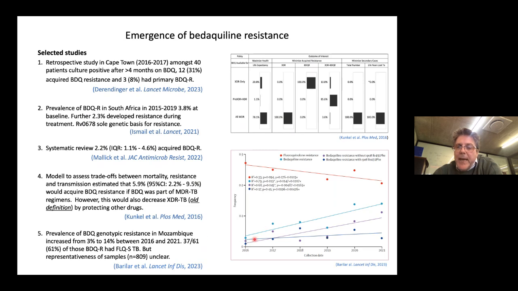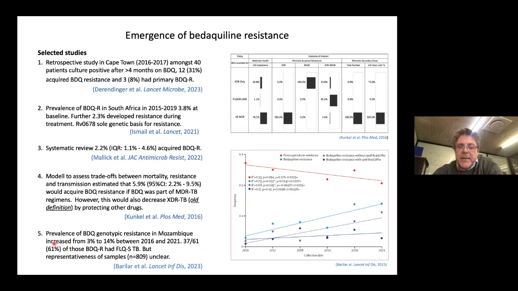Lastly, there's a study recently published at the end of 2023 looking at samples from Mozambique, 800 samples. And what they found is that the bedaquiline resistance, you can see here in the blue, increased between 2016 and 2021 from 3 to 14% amongst these samples. But it is somewhat unclear how representative these samples are of TB in Mozambique, in that the sampling frame was what was available rather than an active sampling frame. But quite a substantial increase in bedaquiline resistance in Mozambique amongst the samples with whole genome sequencing.